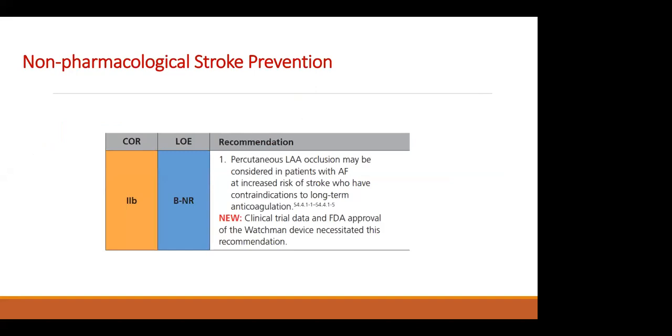We know that you can prevent the risk of stroke by giving anticoagulants, but on the other hand, you can also prevent the risk of stroke by occluding the left atrial appendage, which is the main site of thrombus formation in more than 90% of cases. Percutaneous left atrial appendage occlusion may be considered in patients who are at increased risk of stroke but have a contraindication to long-term anticoagulation. This is a class 2B recommendation.